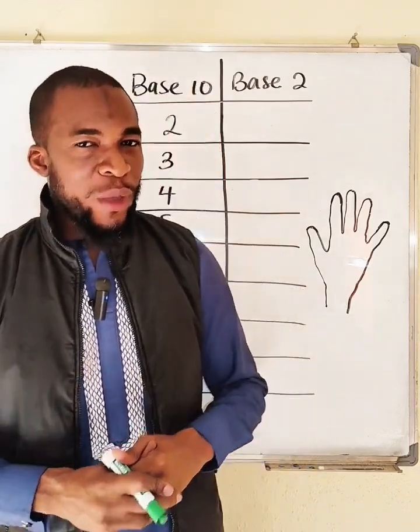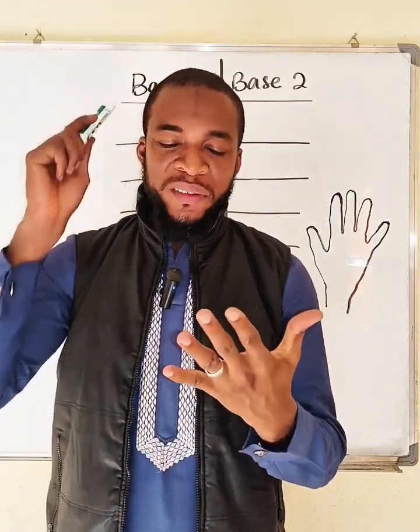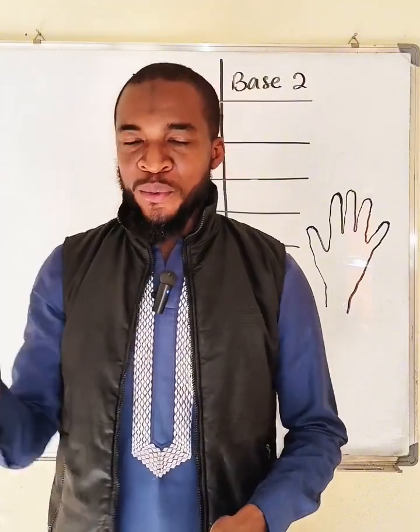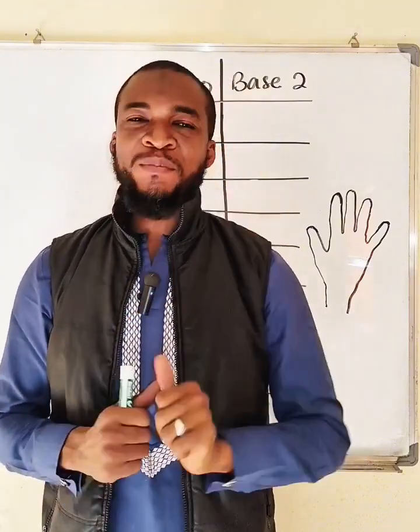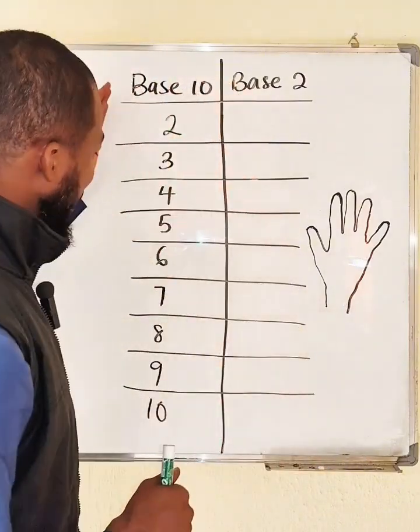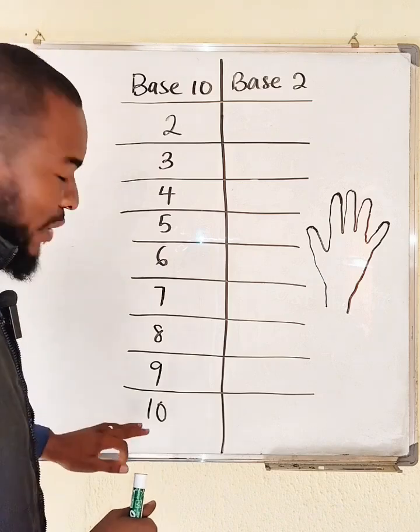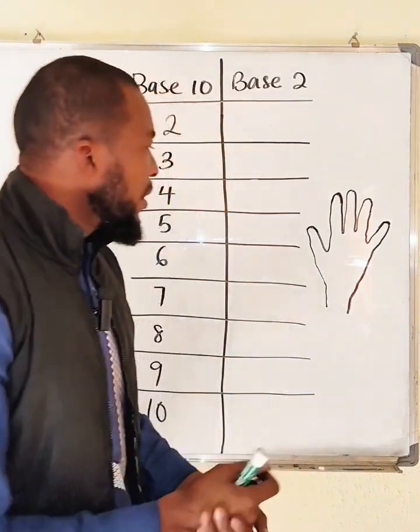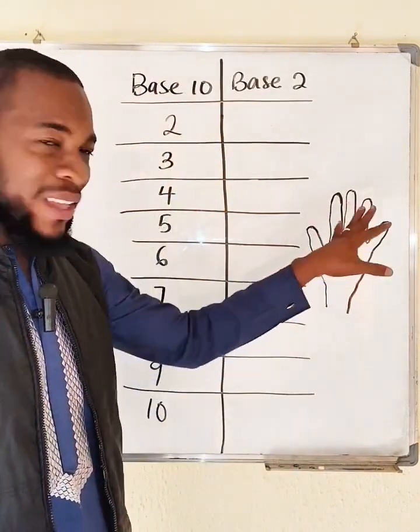In this tutorial, we are going to learn how to convert numbers from base 10 to base 2 using just our fingers. All right, I have some numbers here, 2 down to 10. We are going to continue further. I have drawn my 5 fingers here, you can see them.